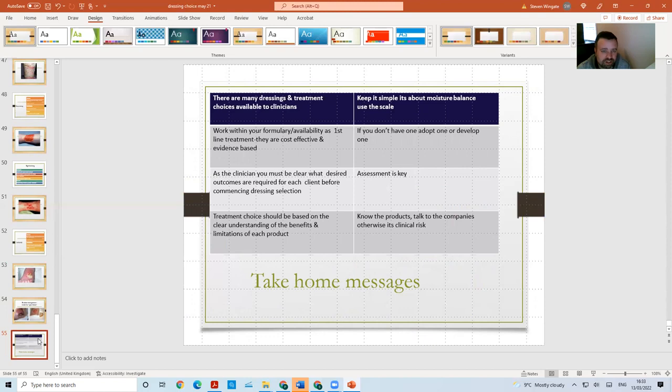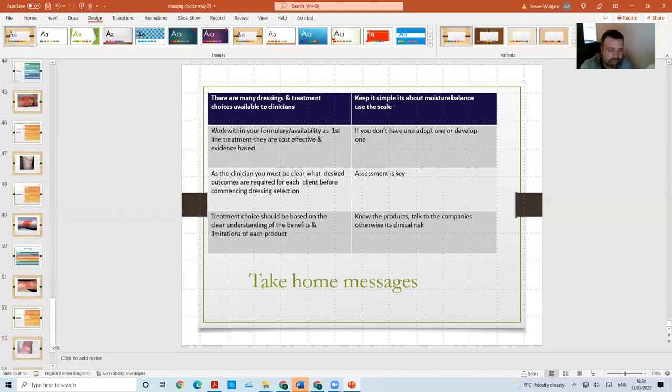So your take-home messages: there are many different dressings and treatment choices available for clinicians. You need to familiarize yourself with first-line treatments as they are cost-effective and evidence-based. Be clear about what the desired outcome is for each client before communicating the dressing selection, and the treatment choice should be based on a clear understanding of the benefits and limitations of each product. So keep it simple about moisture balance. Use the scale. If you don't have one, adopt one or develop one. Assessment is key, and know the products and what you're talking about.